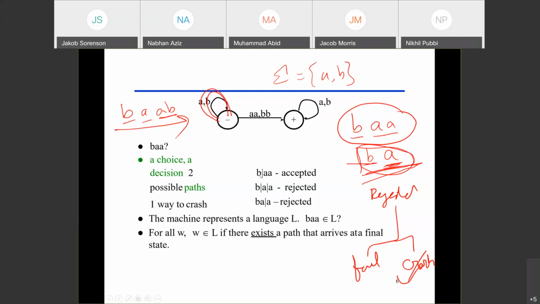So now if you see this, this is the best slide. It will explain to you acceptance, rejection, fail and crash. All the discussion is written here: for all words w, a member of the language, if there exists a path that arrives at a final state. This is what I just explained to you. Anyone, if you have any confusion about fail, crash, and accepted, please let me know. Otherwise, we are good for this.